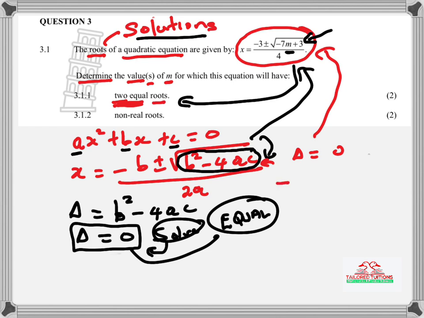So we're simply going to say this minus 7m plus 3 must be equal to 0 in order for us to have equal roots. And then after that, we solve for m. So this is 3 equal to 7m. Look what I've done here.